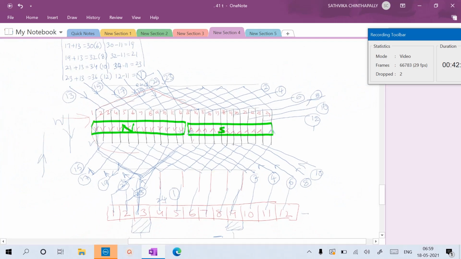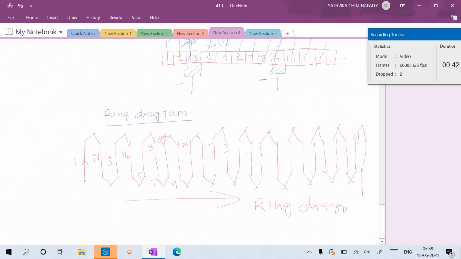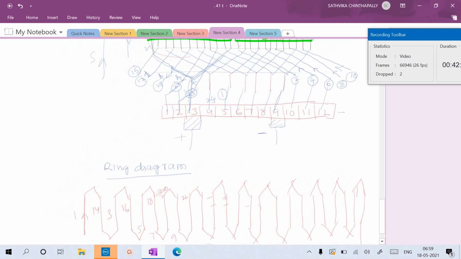I think you got the rough idea. It is very easy to draw this one. Simply practice on a drawing sheet.